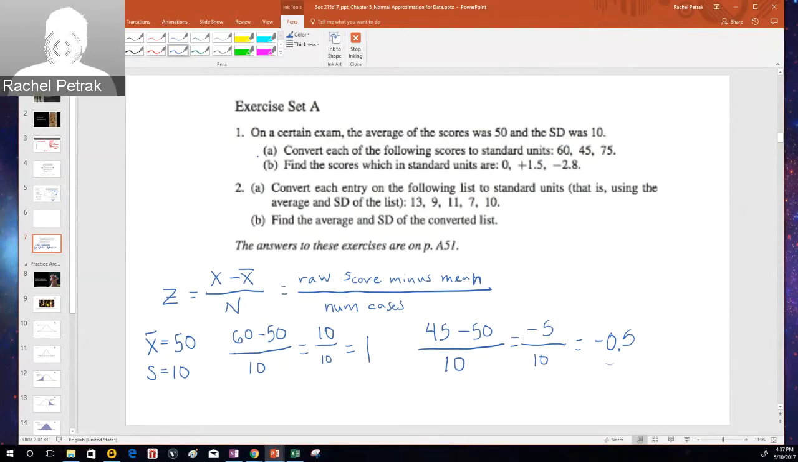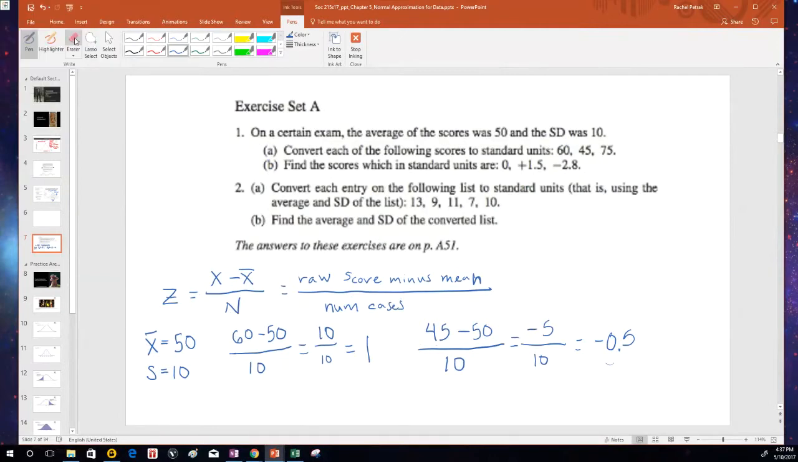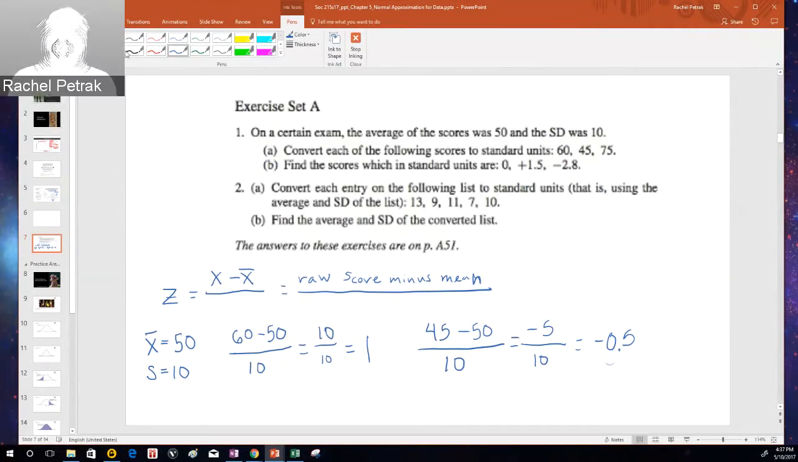And now let's try one of these from B, finding the scores in which the standard units are already established. So we're going to go backwards to find those scores. To get the formula to go backwards, we just simply do the, oh, why did I put N down here? Nobody caught me. Boy, I can't believe it. This is the SD, this is the standard deviation. It's not N.